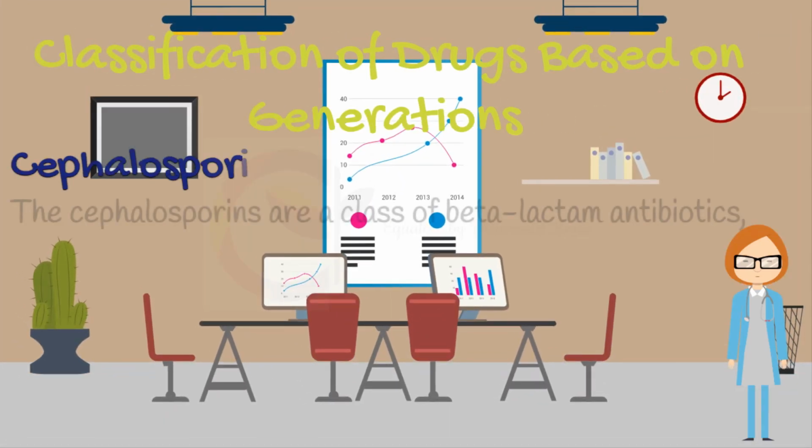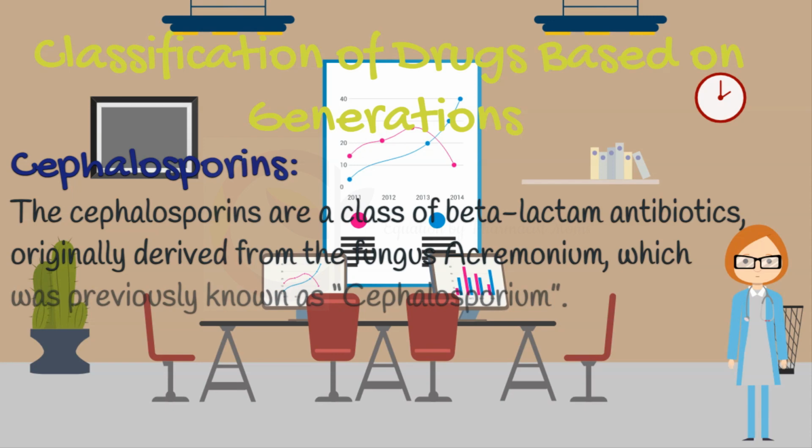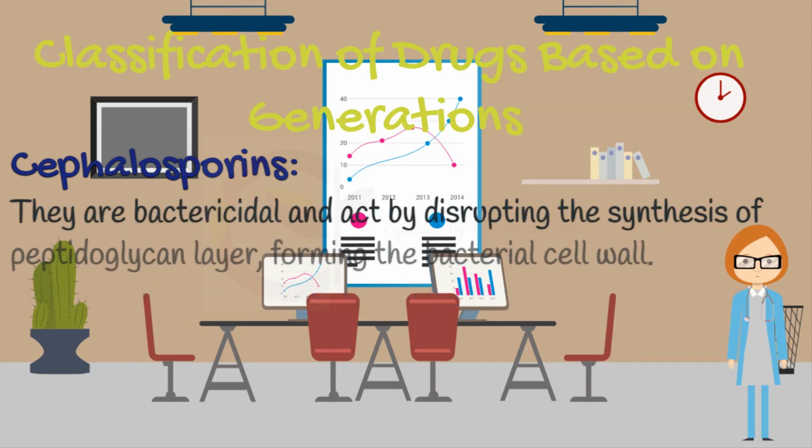The cephalosporins are a class of beta-lactam antibiotics, originally derived from the fungus Acremonium, which was previously known as Cephalosporium. They are bactericidal and act by disrupting the synthesis of the peptidoglycan layer, forming the bacterial cell wall.